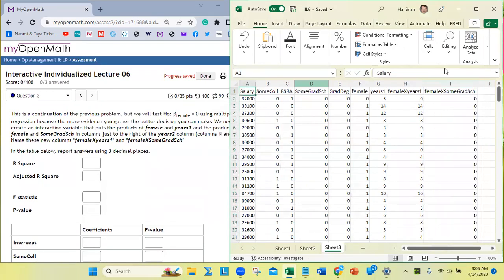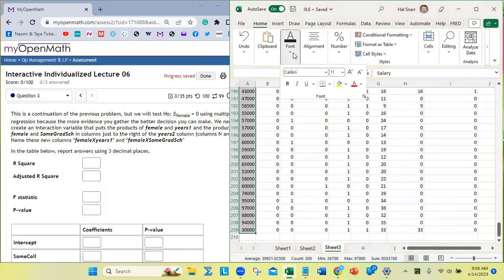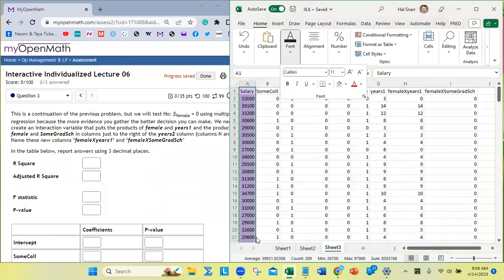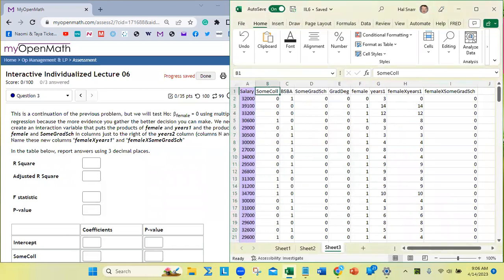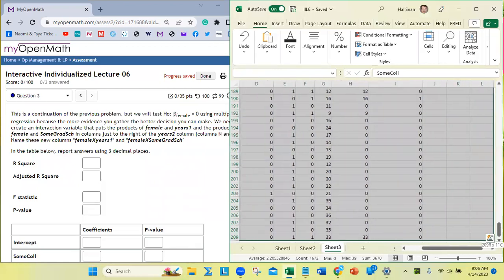So I'm going to highlight the thing that we want to predict, salary. I'm going to highlight that in purple. And then I'm going to highlight the stuff that we're going to include in the regression, the X variables. We have multiple X's. I'm going to highlight that in yellow.